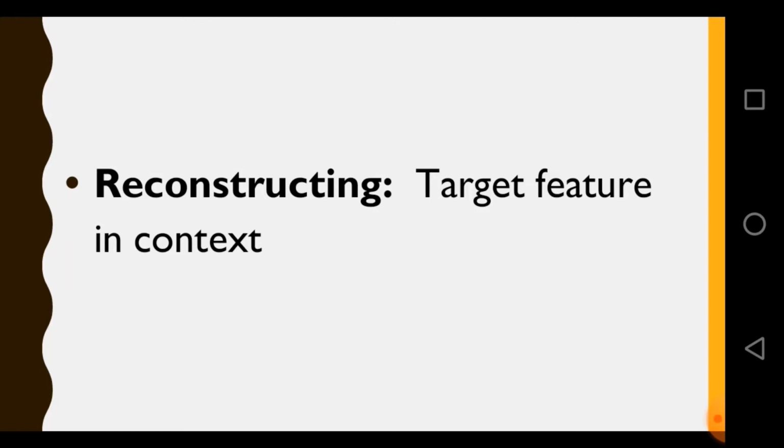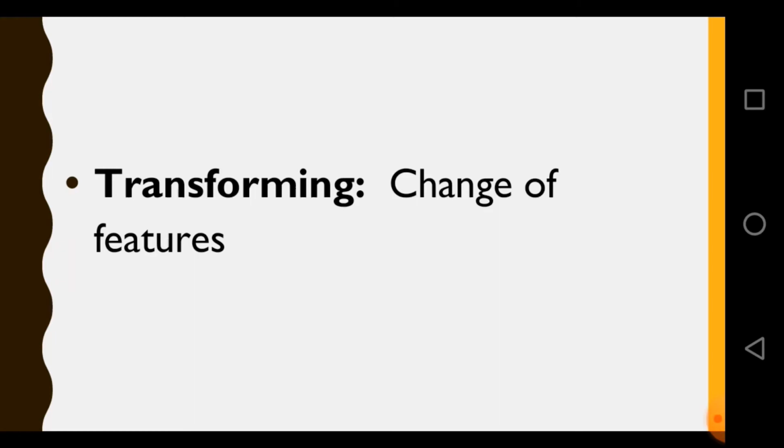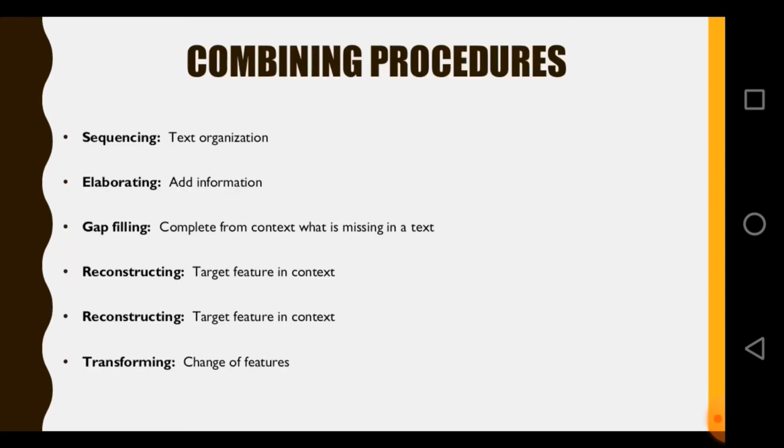Reconstructing can be used for practicing using the target grammatical feature in context. And finally, transforming can be used to get students to explore how the grammatical features change in different contexts. For example, when we change active voice to passive voice. Furthermore, it should be noted that it is not necessary that when the procedures are combined, the least demanding ones, like comparing, are used before the most demanding ones, such as transforming.